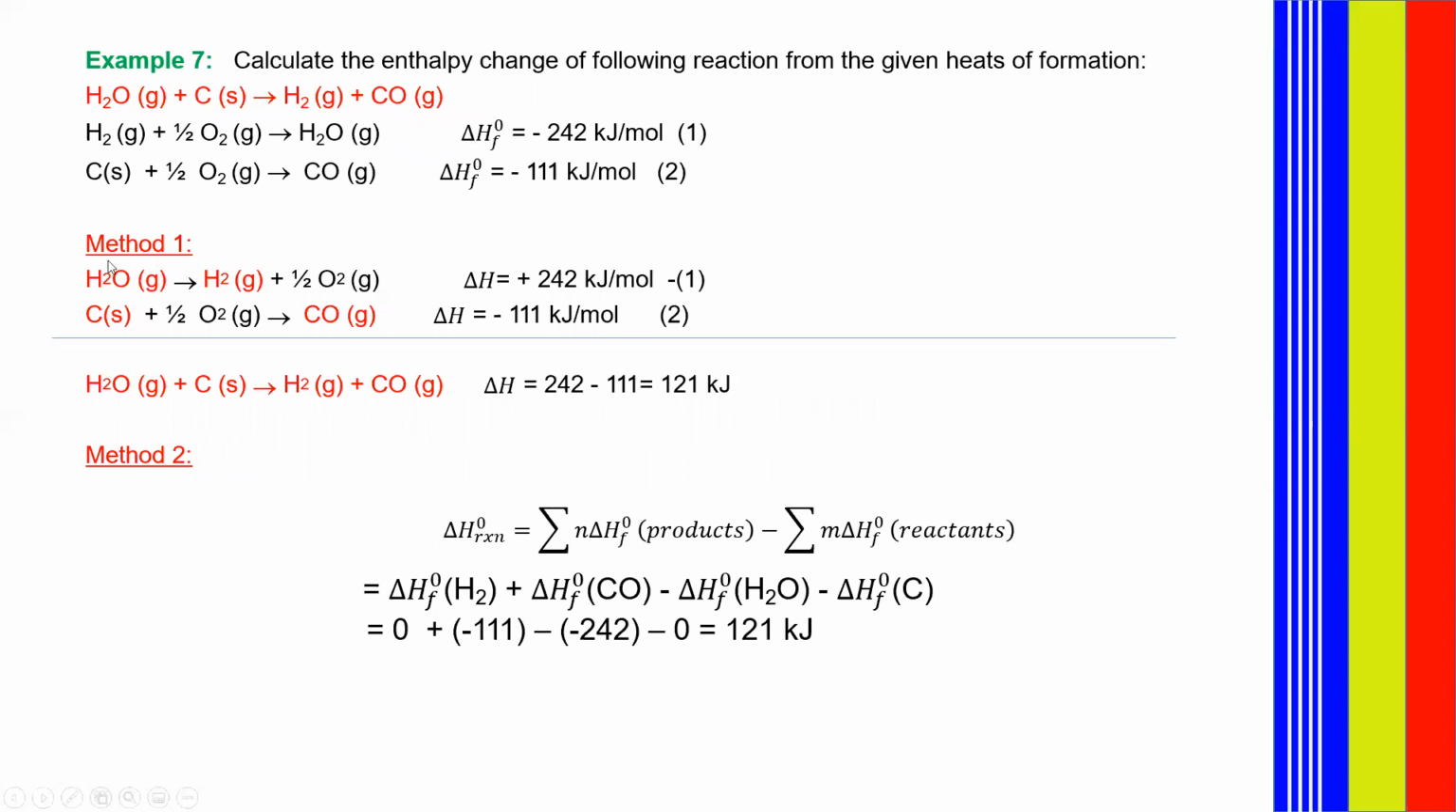So another expression here. You have water plus carbon that gives you hydrogen and carbon dioxide. The first method is by doing the simultaneous equation. And the second method is by taking the HF of the products minus HF of the reactants, and both will give you the same answer. Whichever method you are comfortable with, so long as it is correct and done carefully. All right.